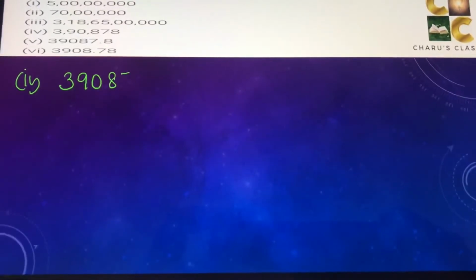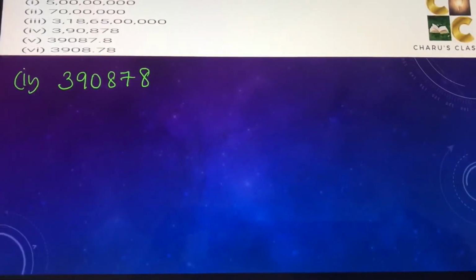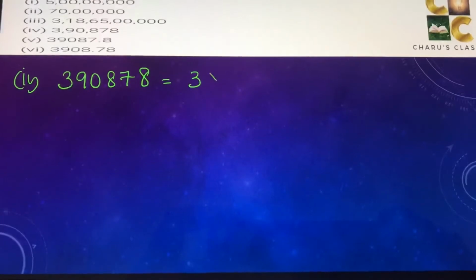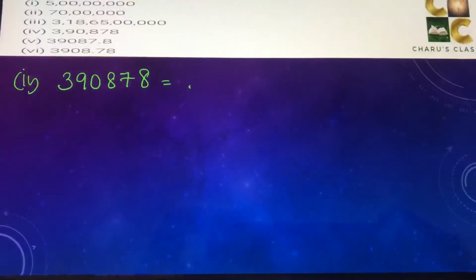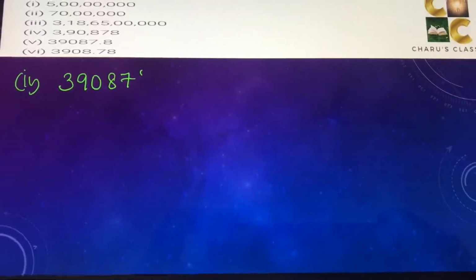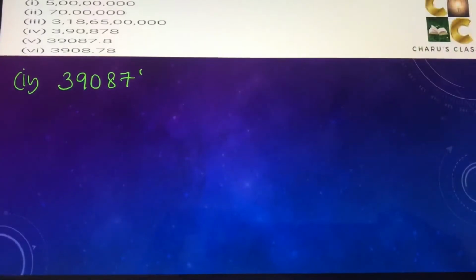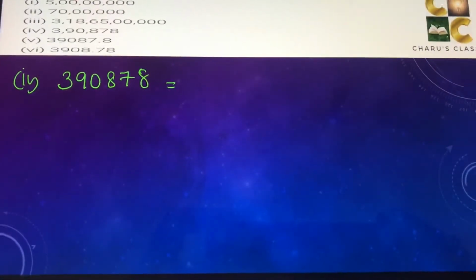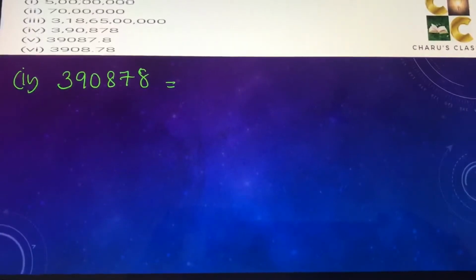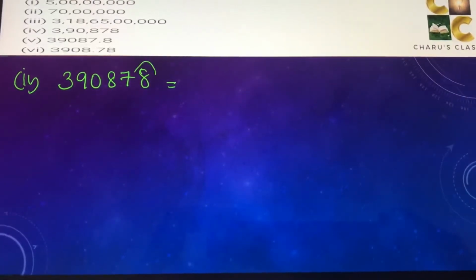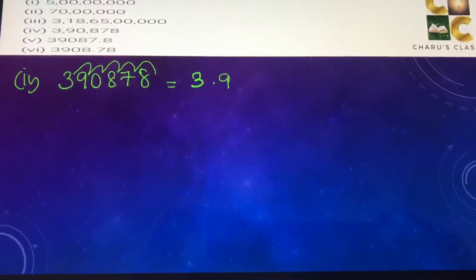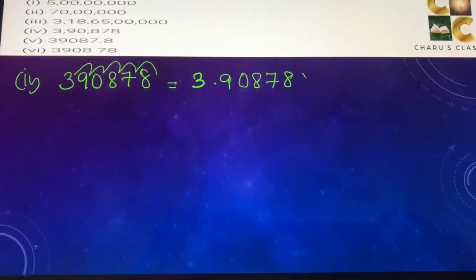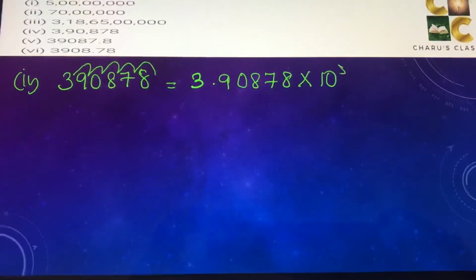Fourth part, 390878. So in this the first non-zero number is 3. So we'll write it as 3 into, we have to write the full number. Right. So in this case the first non-zero number is 3. We have to take the decimal after 3 from here. So 1 2 3 4 5. The number is 3.90878 into 10 to the power 5.